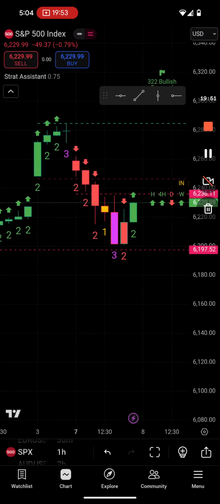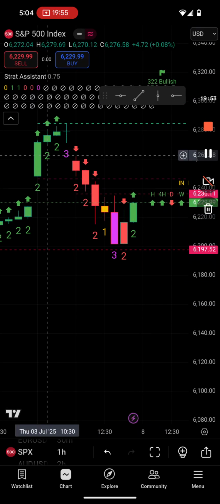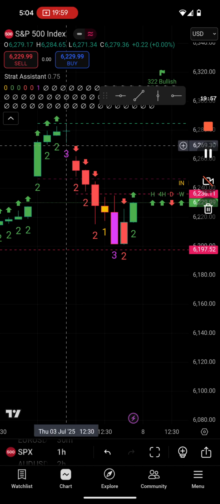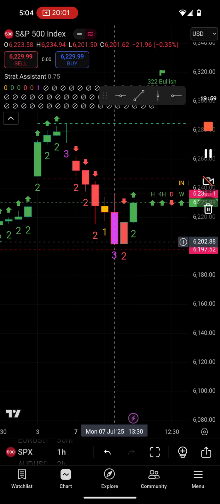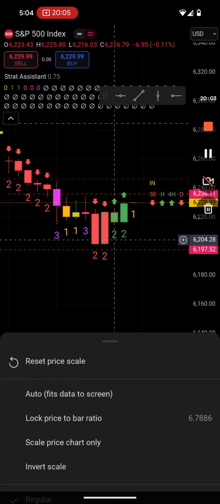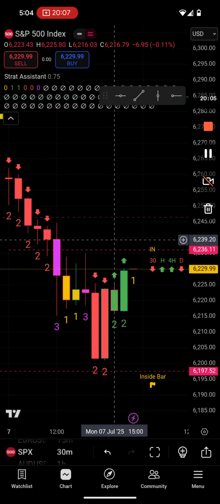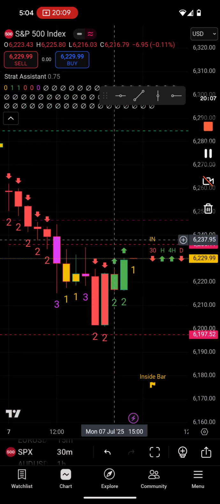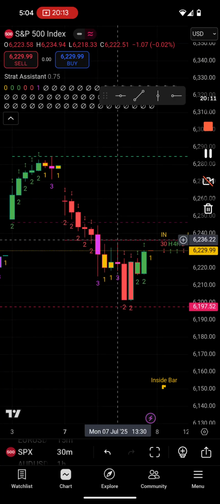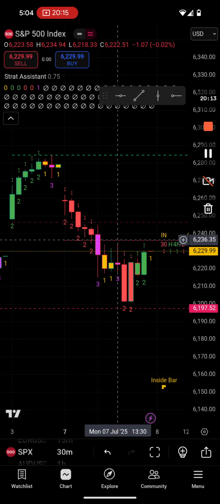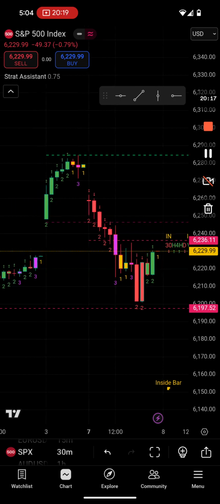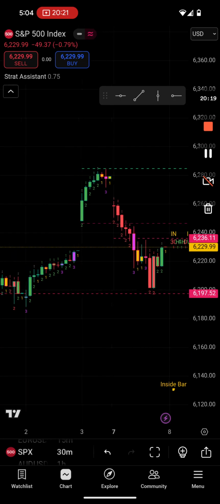This is kind of like a shooter, but it's not, because it's still upward momentum. And then this broke and it killed it. Man, good bread. Let's go to 30 minutes then. Can't see it on the hour. Let's go 30. Yeah, I see the moves. You should be able to see it now.